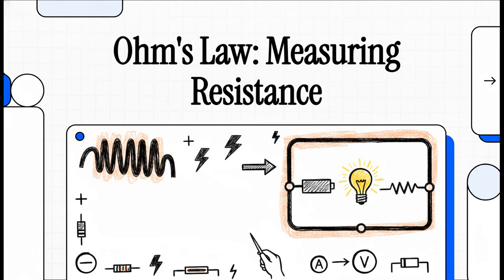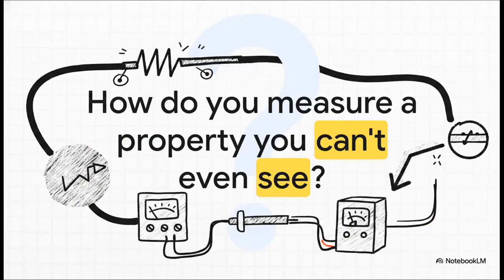Today, we are stepping into the virtual physics lab. Our mission? It's all about measuring a wire's resistance, and we're going to use one of the most fundamental principles in all of electricity to do it. Let's jump right in. So how do you even do that?